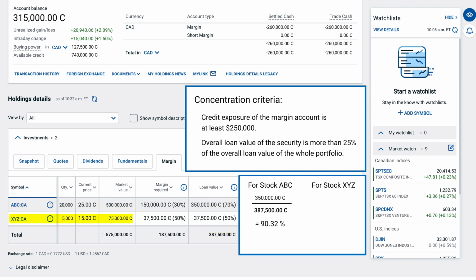This equals 90.32%. For stock XYZ, the loan value of XYZ as a percentage of the loan value of the overall portfolio is $37,500 divided by $387,500, which equals 9.68%. Stock ABC's loan value is over 25% and is therefore concentrated. Stock XYZ's loan value is under 25%. Therefore, stock XYZ is not concentrated.